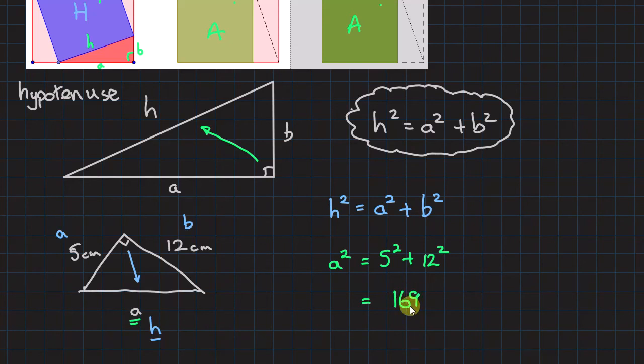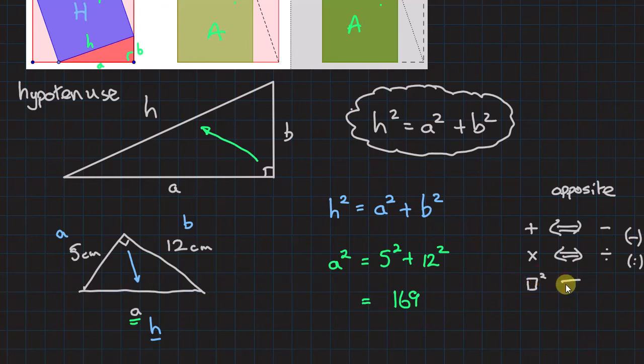But I don't want to know what A squared is, I want to know what A is. And the other big thing to remember is the opposite of squaring. So when we're doing solving equations, the opposite of add is subtract. The opposite of multiply is divide, or fractions. The opposite of square is square root of a number. They do the opposite things.